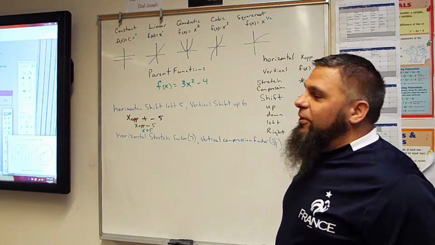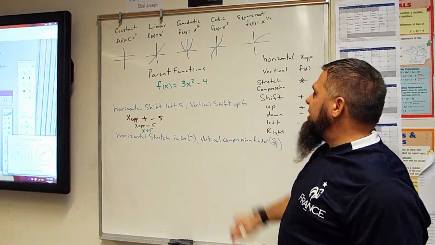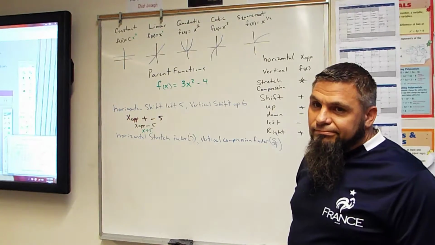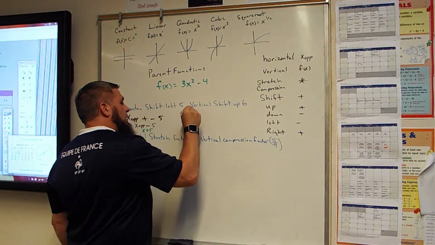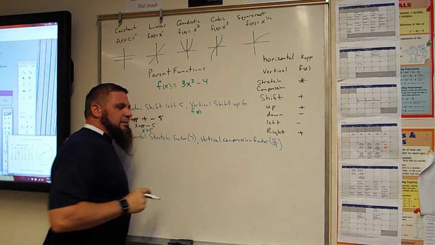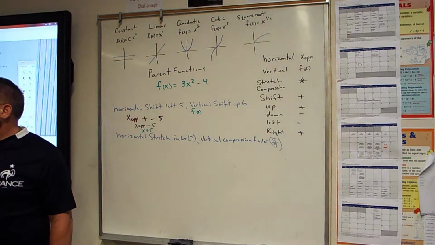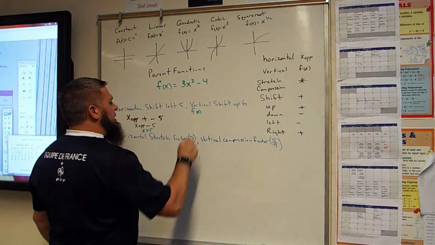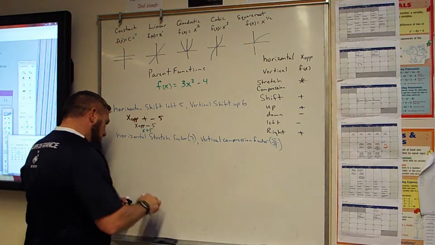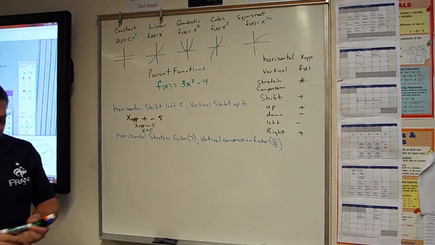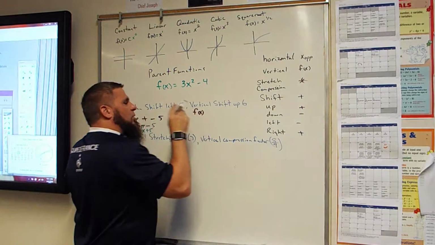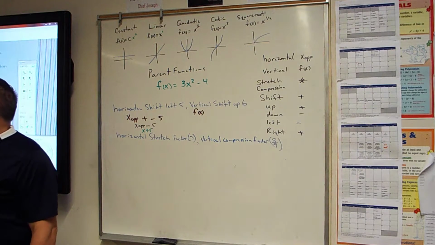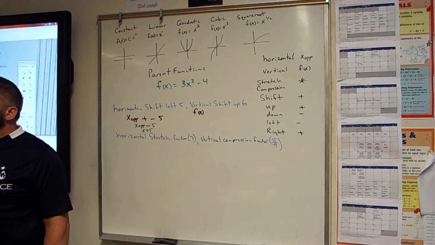All right, next one, vertical. When you see vertical, what should you see? F of x. Okay, I'm going to start with green. F of x. Actually, I'll do the same thing. I'll start with brown. We'll end with green. How about that? F of x, the whole function. What does shift mean? Shift. Plus.